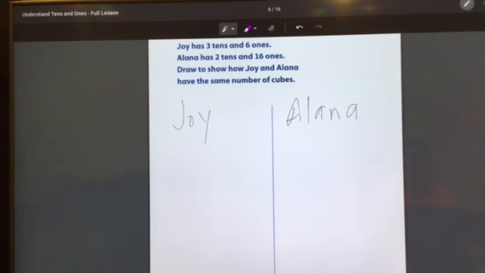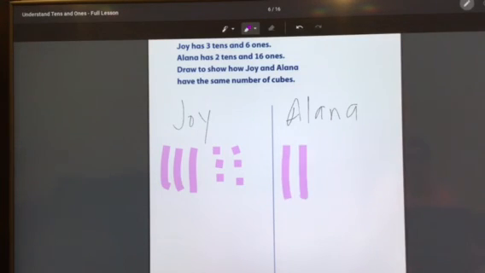I'm going to read my problem for the 3rd time while I am drawing my picture. So Joy has 3 10s and 6 1s. 2, 3, 4, 5, 6. Alana has 2 10s and 16 1s. 1, 2, 3, 4, 5, 6, 7, 8, 9, 10, 11, 12, 13, 14, 15, 16. Now I drew my picture.